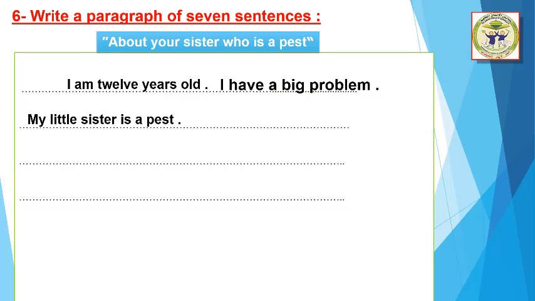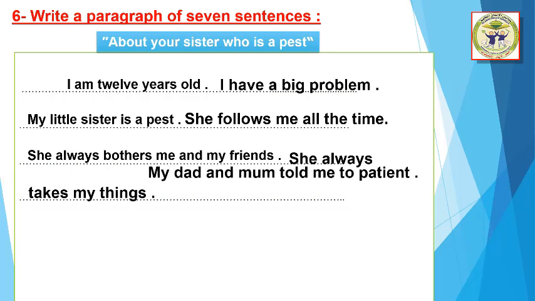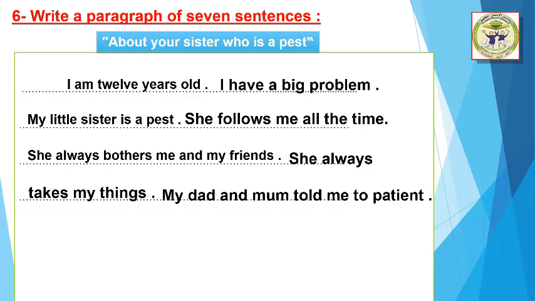Number 4, she follows me all the time. Number 5, she always bothers me and my friends. Number 6, she always takes my things. Number 7, my dad and mom told me to be patient.